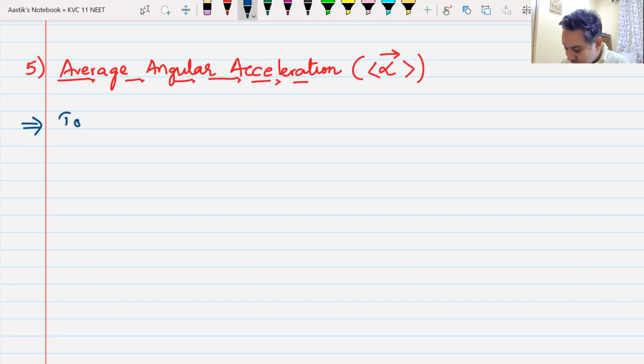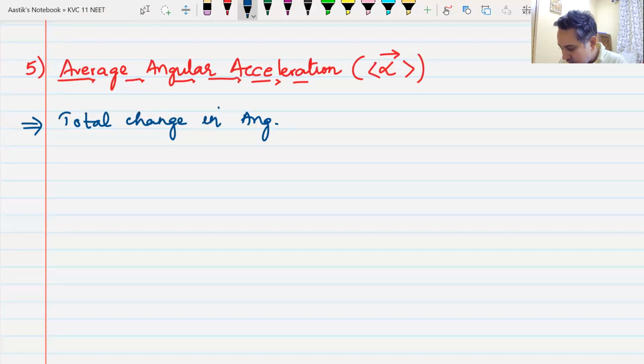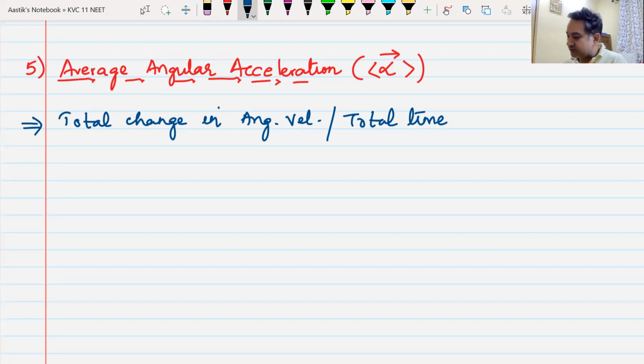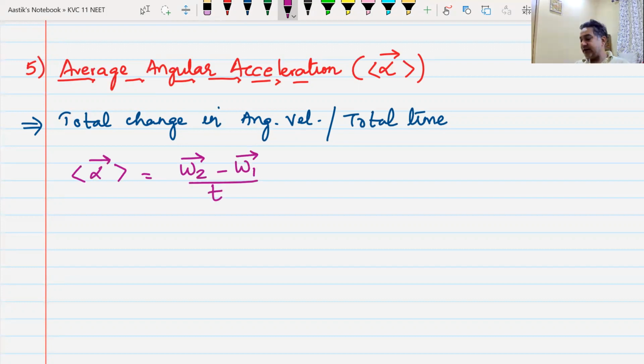It is total change in angular velocity divided by total time. I can write the formula now. Average angular acceleration will be omega 2, which is a vector, minus omega 1, also a vector, divided by t.